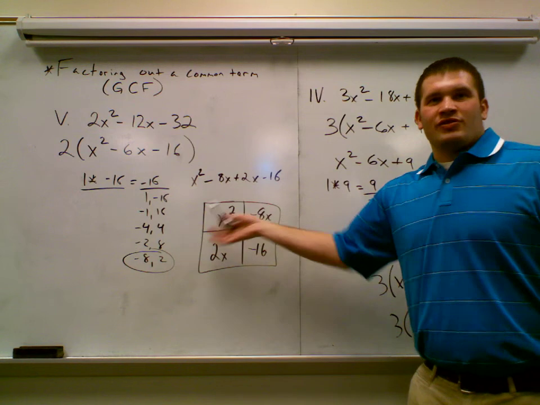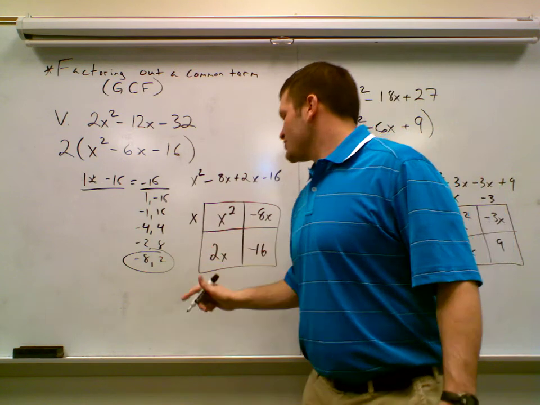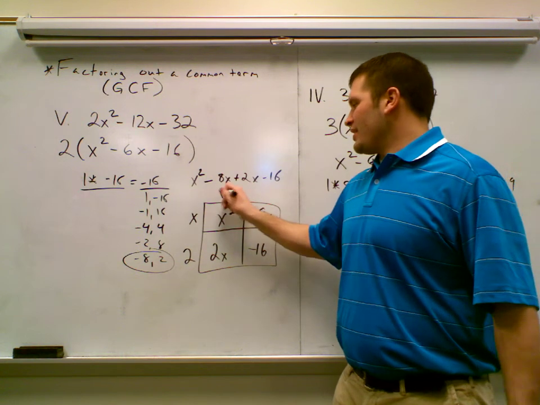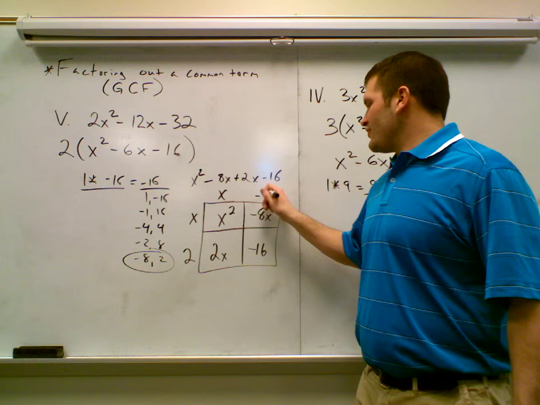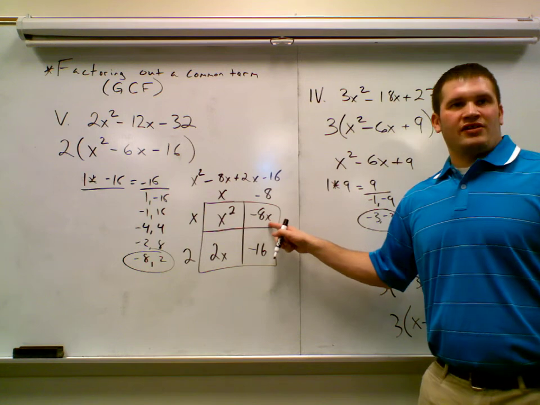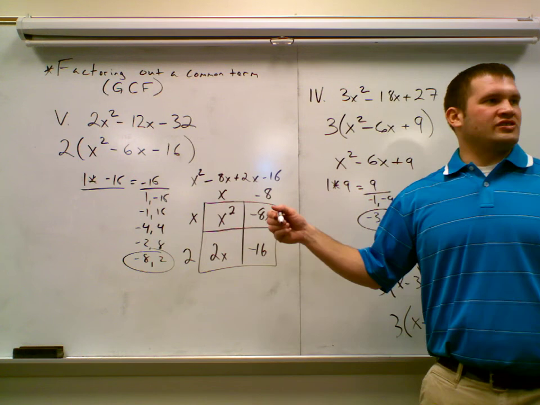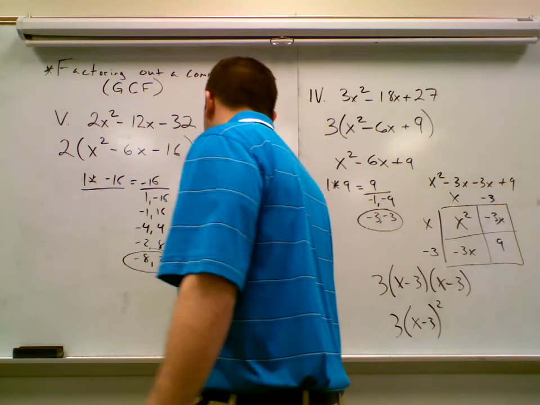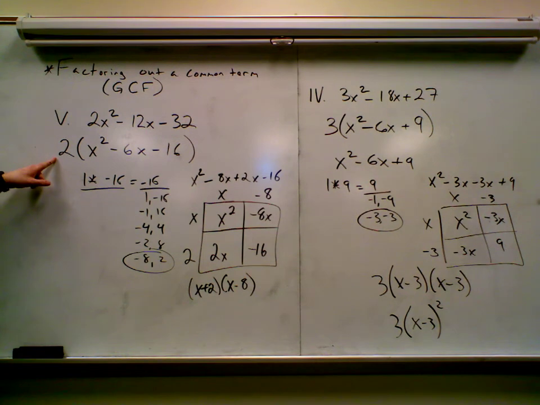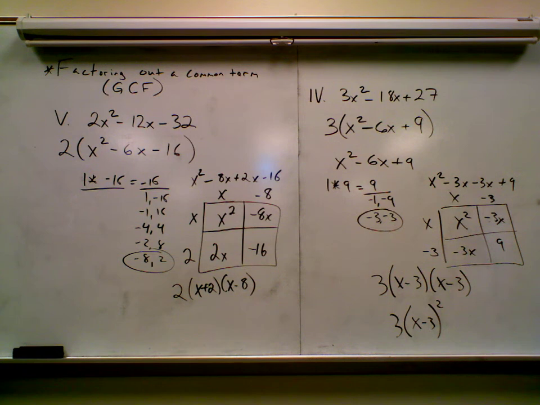All right. So now you find the GCF, right? What's the GCF here? X. GCF here. 2. GCF here. X. GCF here. Negative 8. Now if we overlap our columns to check, x squared, negative 8, works out. 2x, negative 16, works out. We're good. So x plus 2, x minus 8. This 2 is hanging out. Where does it go? In front. And that would be our answer.